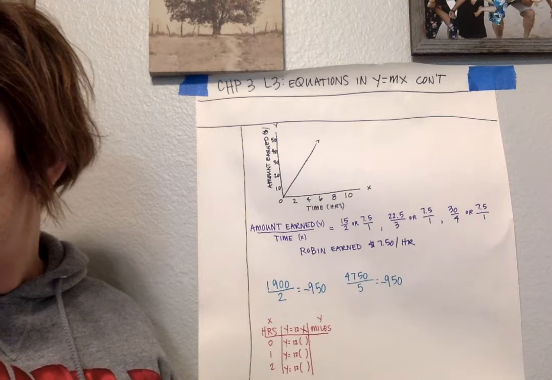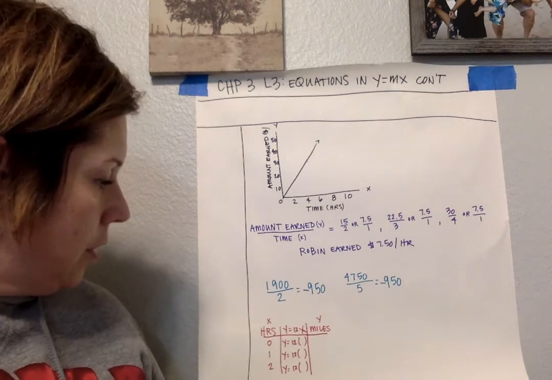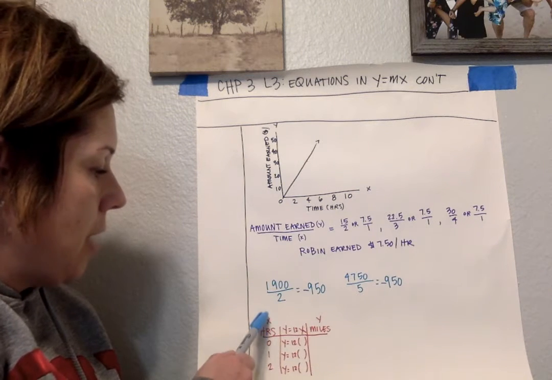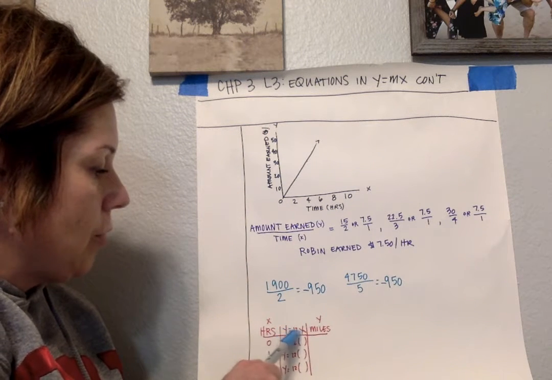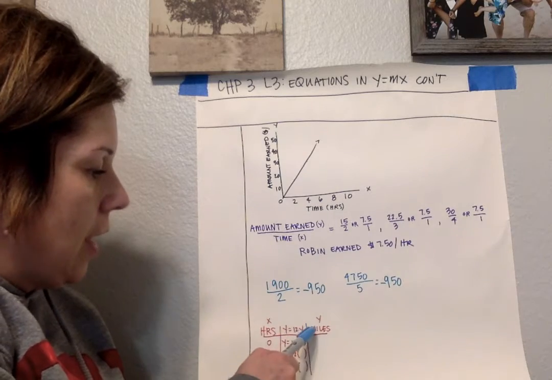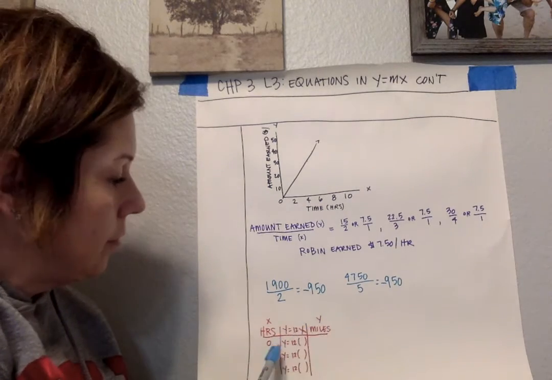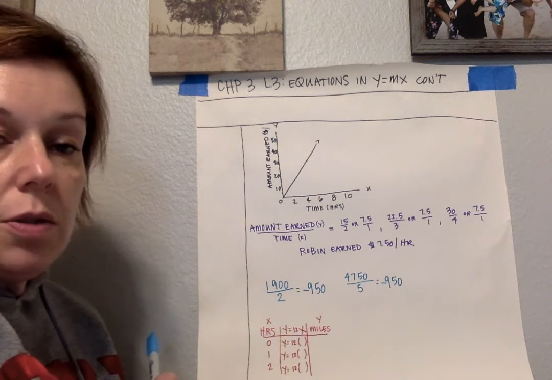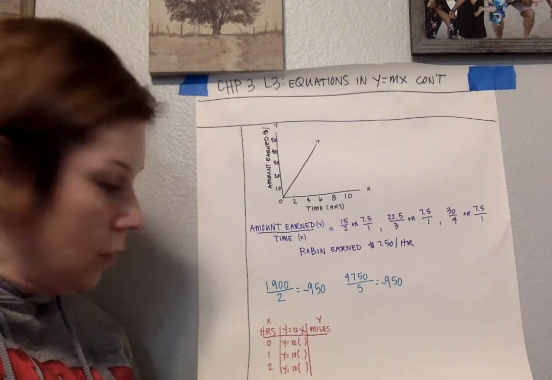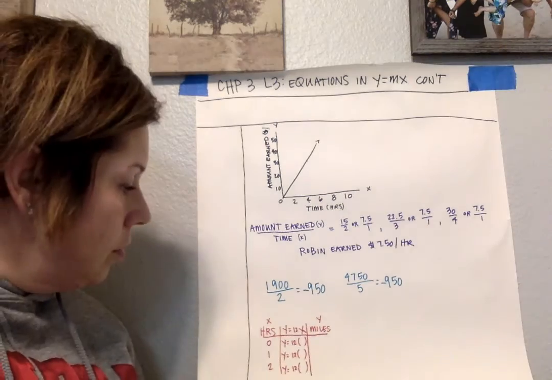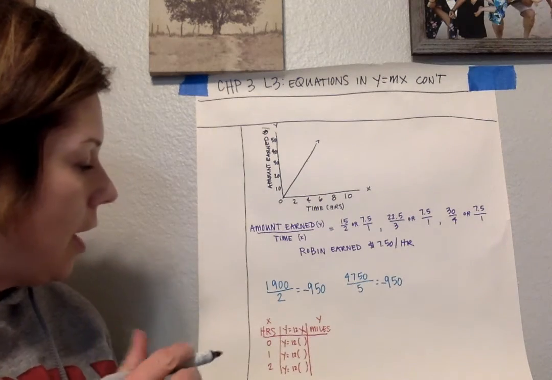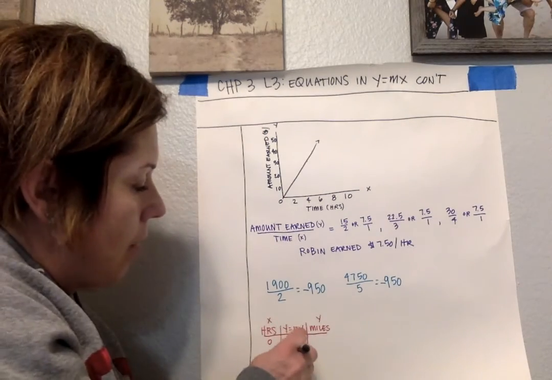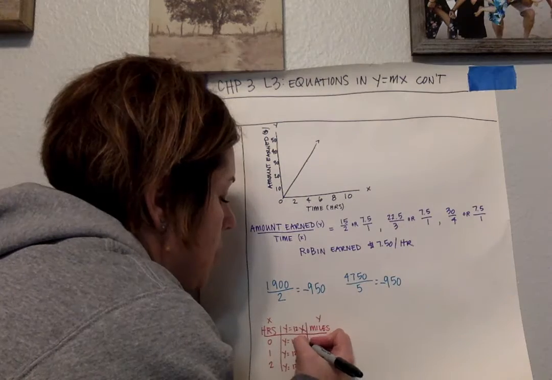How far did the cyclist ride in 0 hours? So I have 3 columns. I have hours, that's my x. I have y equals 12x, that's my function. And then I have miles, which is y. Okay? So I'm going to take my hours and plug them into this y equals 12x equation. Okay, for example, in 0 hours, I'm going to put 0 in here.